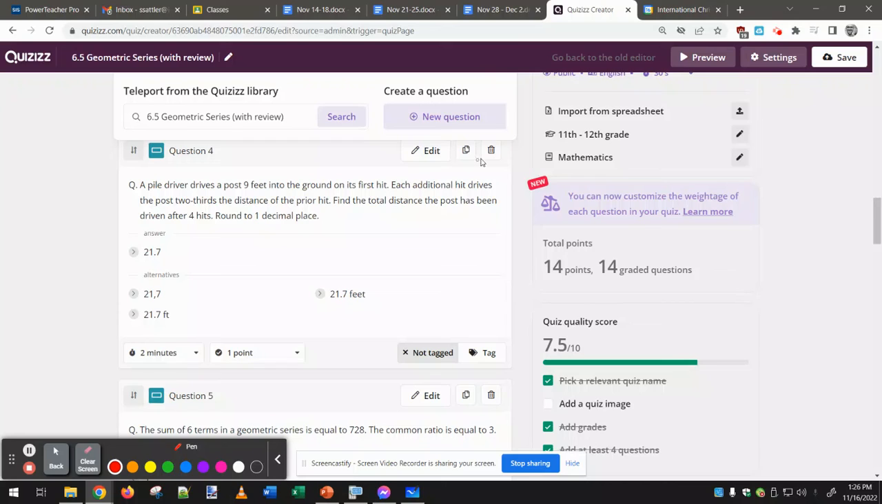So this problem, we know U1 is 9 feet. Each additional hit drives the post 2/3, so that's telling us R is 2/3. So then the total distance after 4 hits, so N is going to be 4. We just need to use the geometric series formula.